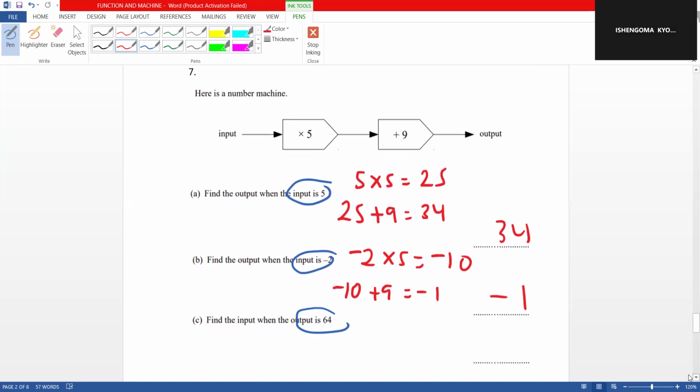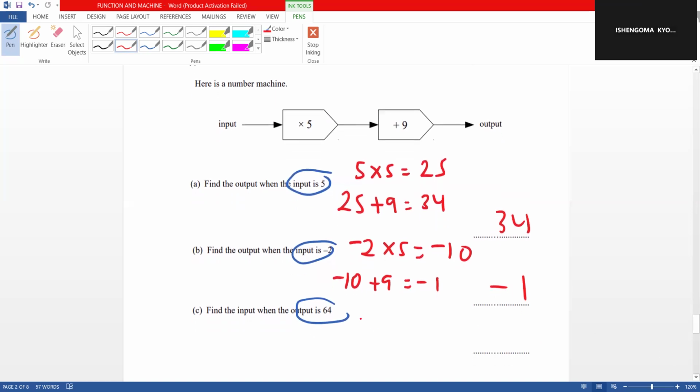But for this last part, I'm not given input, I'm given output, which is equal to 64. So because I'm given output, I have to do the opposite of plus 9, which is minus 9, and I get 55. Then after getting 55, I have to do the opposite of times, which is divide by 5, and I get 11. And I obtain my input as 11.